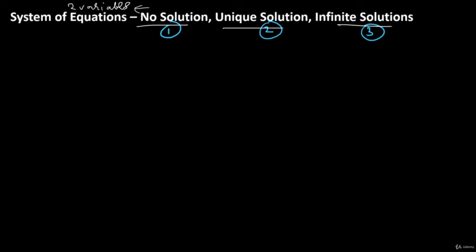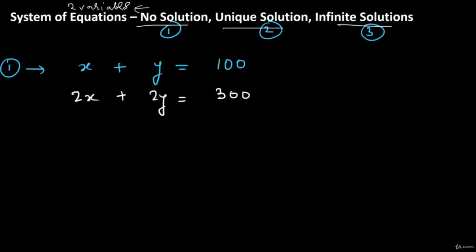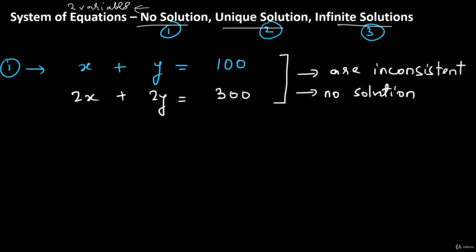All right, let's proceed. And over here, I have the first scenario. Let's first take an example and we see an example for all the 3 cases, and then we'll discuss the criteria. Now, if I have 2 equations that say x plus y is equal to 100 and 2x plus 2y is equal to 300, you can see that these 2 equations are inconsistent and hence they will have no solution.